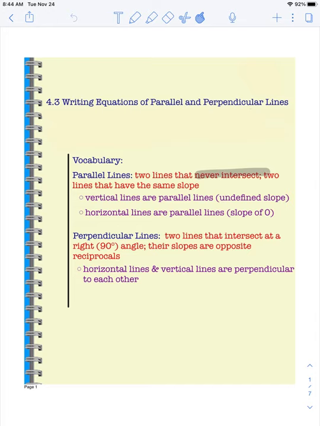Then perpendicular lines are two lines that intersect at a right 90-degree angle. Their slopes are opposite reciprocals. So opposite means positive, negative, and reciprocals are when we flip the fraction. So horizontal lines and vertical lines are all perpendicular to each other.